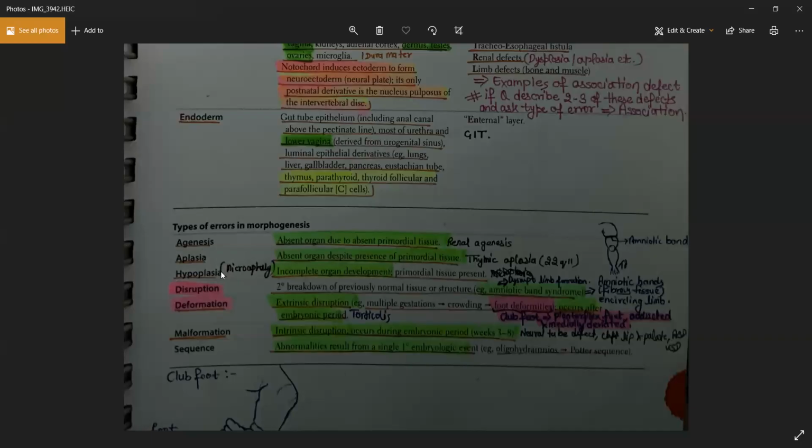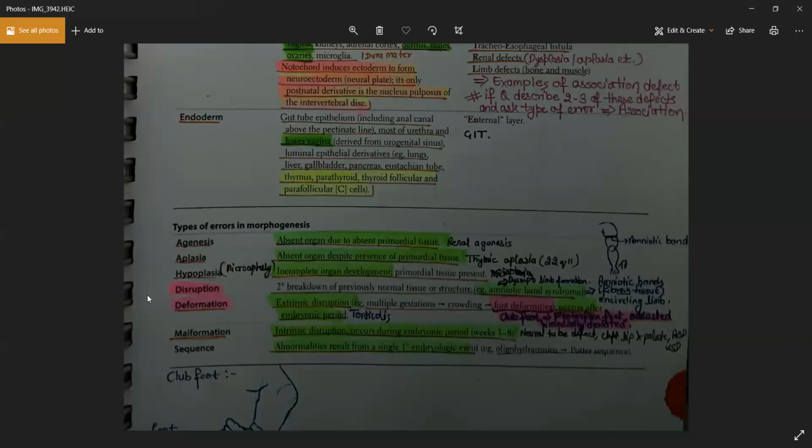Third you have is the hypoplasia, where you have a kind of atrophy, or you can say an incomplete development of the organ happens. Like microcephaly, for example, that is known as hypoplasia. So the primordial tissue is present, but you're having an incomplete organ. That is the hypoplasia. Then you have the disruption.